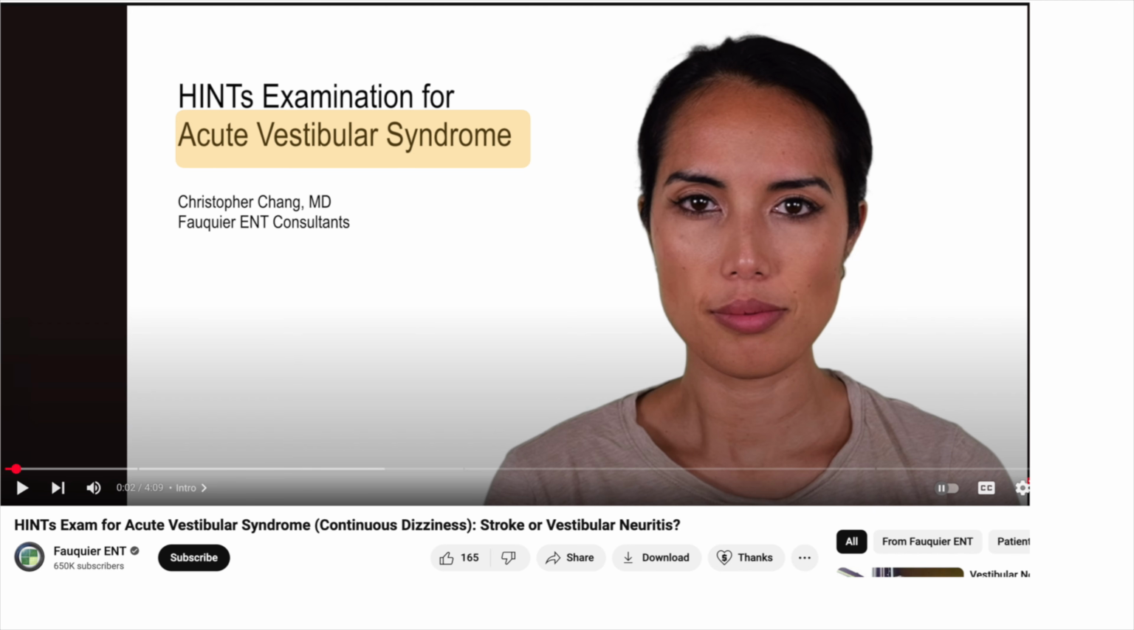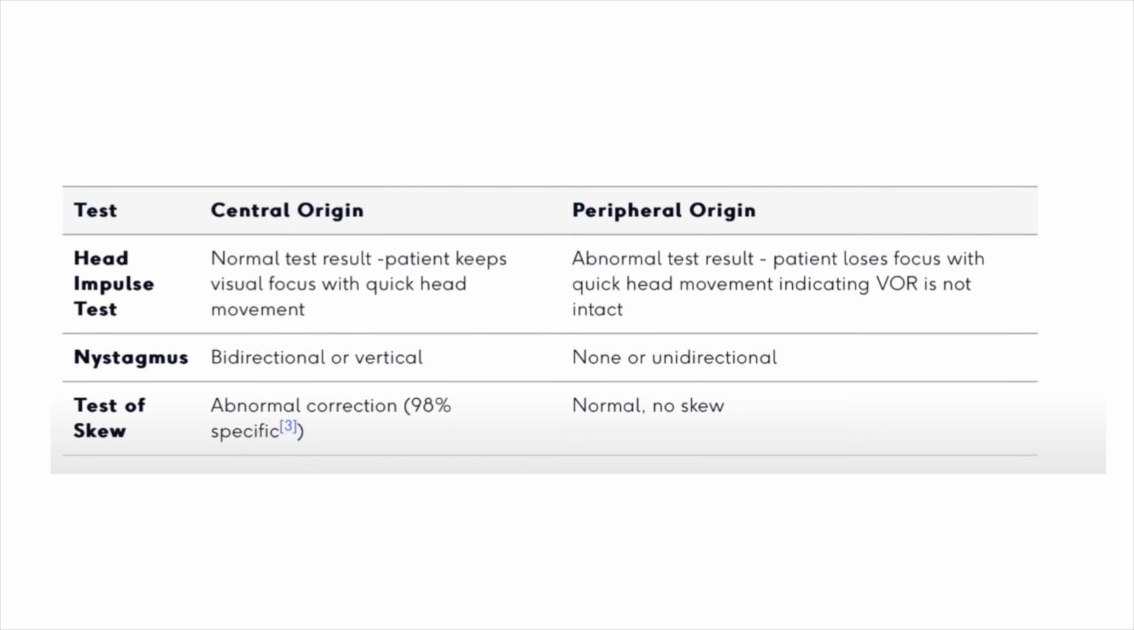The second thing that got me going on this topic was when a few months ago I came across this video about the HINTS exam in the acute vestibular syndrome by an ENT surgeon who has over 650,000 subscribers on YouTube and has made hundreds of videos on vertigo, many of them quite good. And he stated in this video that a lack of nystagmus puts you more on the side of a peripheral cause of vertigo.